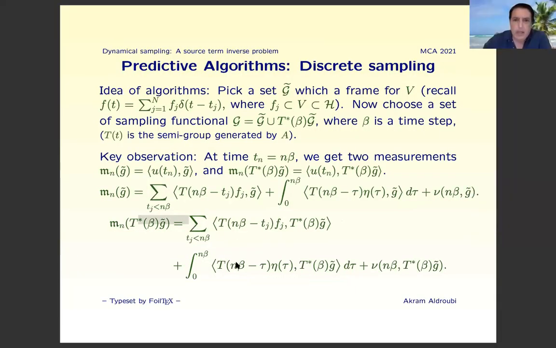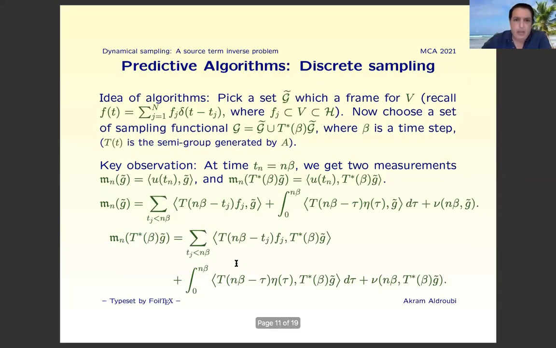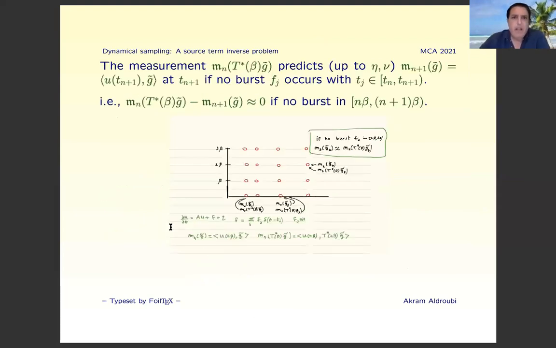Okay. So let's see now. Great. So again, you remember, I have these vectors, G tilde, that are multiplied by this operator, T star of beta. And those are other measurements. And what is this? Okay.